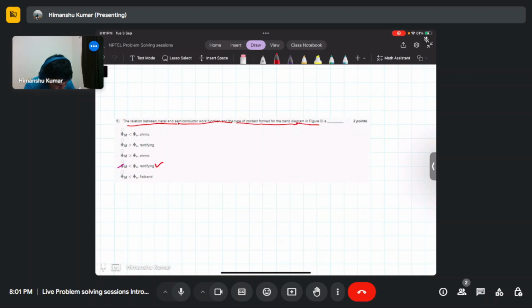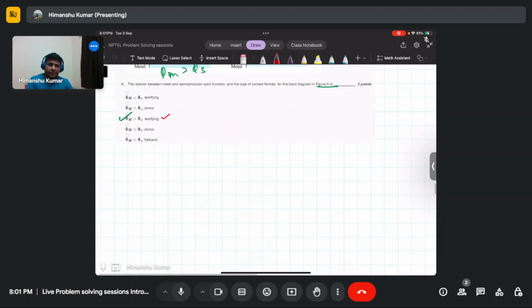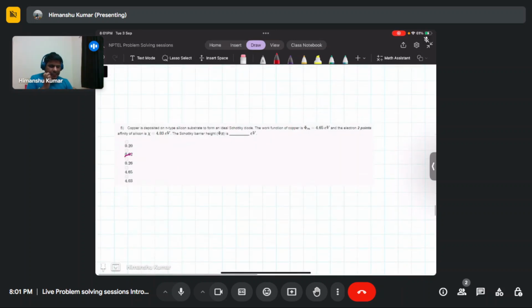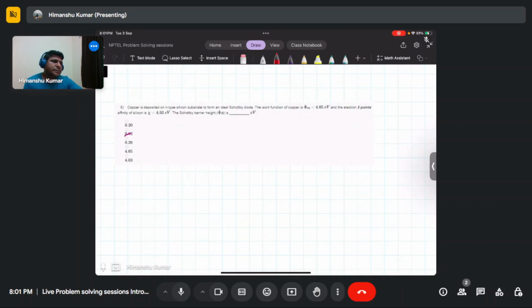The correct answer is the ohmic contact, and the other one is not the correct answer. So in this case the correct answer is ohmic, and this will behave like an ohmic contact. So with that, let's move to the next problem.